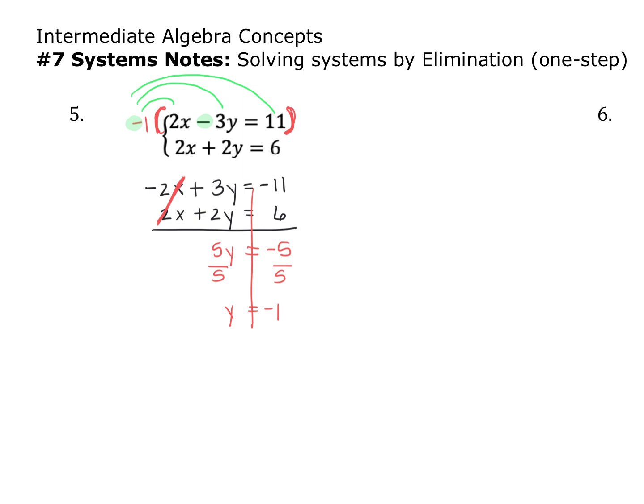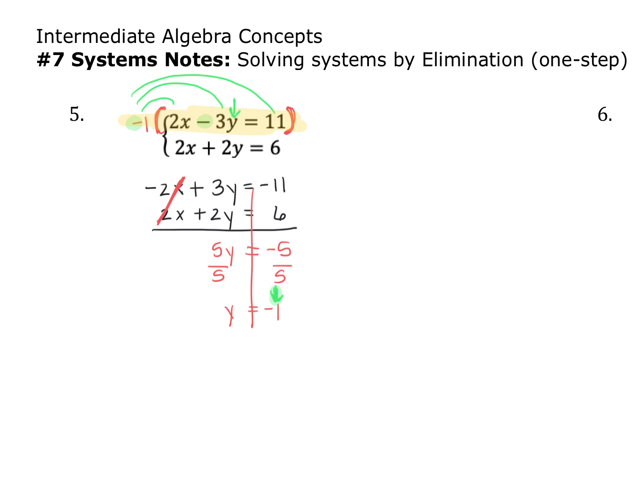Okay, so now I'm going to take that negative 1 and plug it in for a y. Let's plug it in for that top one. But remember you're taking the original one. So I'm not doing anything with how I changed it where it was negative 2x plus 3y equals negative 11. I'm not using that one. I'm going back to the very original one. And this negative 1 right here, it's a y, so I want to plug it in right here.